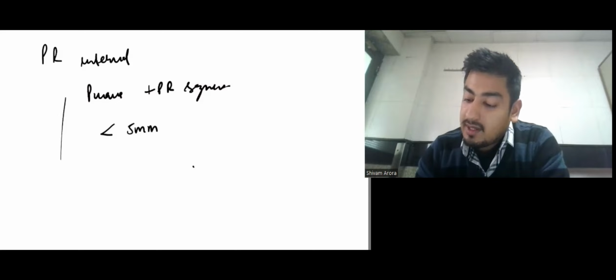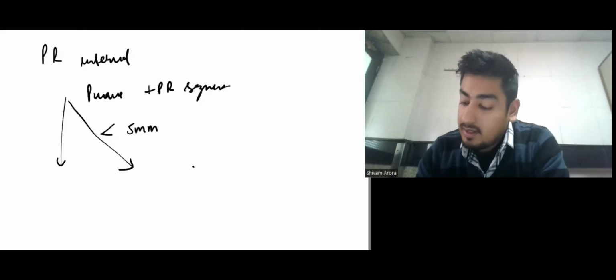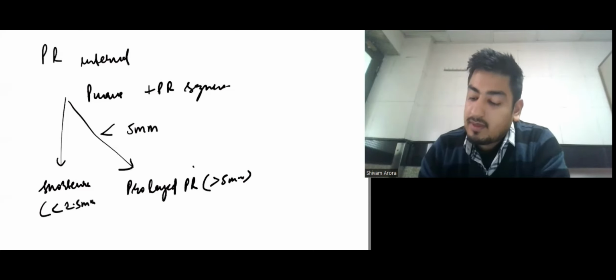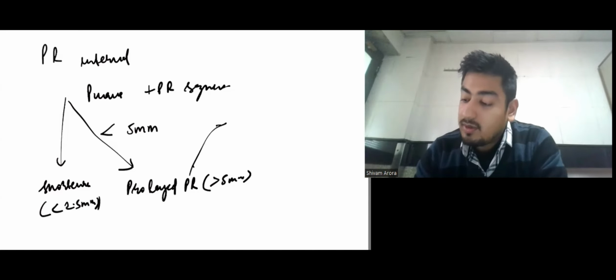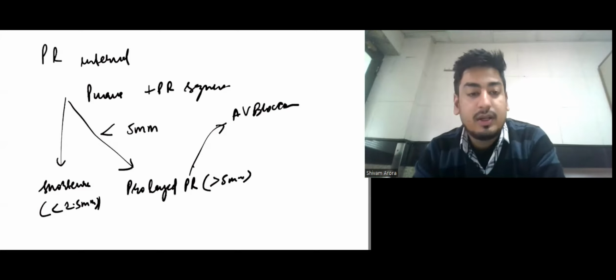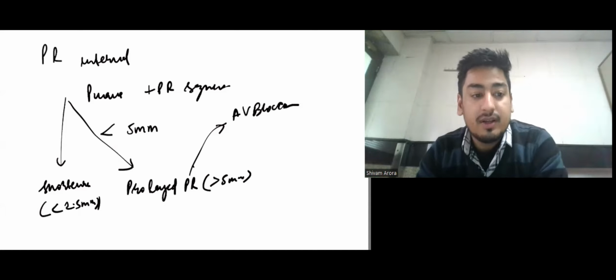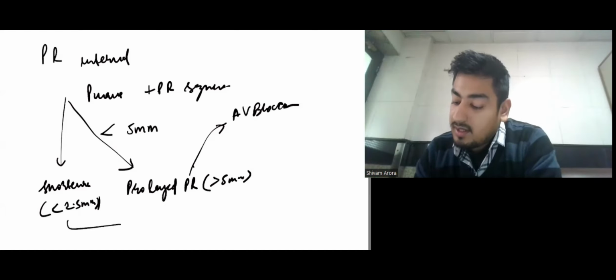Now PR interval abnormalities can also be there. It can be prolonged PR, that is more than 5 mm, or shortened PR, that is less than 2.5 mm. Okay. So the causes of prolonged PR are AV blocks. The types of AV blocks are first degree, second degree, and third degree. We have already discussed them, so we will not discuss it here. And the cause of short PR is WPW syndrome.